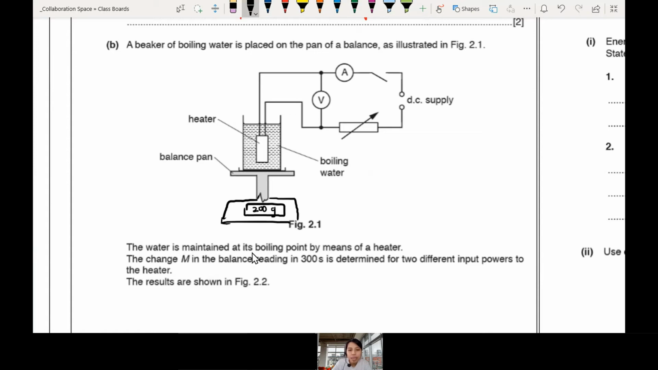So the water is maintained at boiling point, so no change in temperature. Boiling point is 100 Celsius, fixed. No change in temperature. But then the change in mass over 300 seconds is determined for two different powers of the heater. So if you do this experiment, you see it start to bubble. Oh, forgot the heater. You see this circuit. The circuit gives energy to the heater. The heater gives energy to the water.